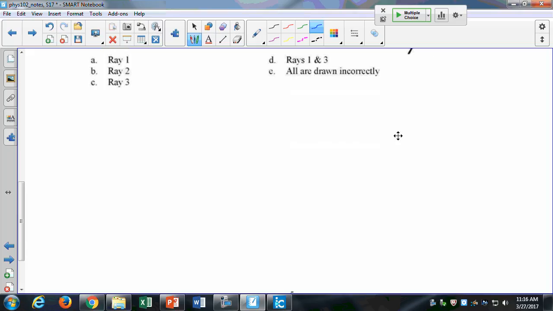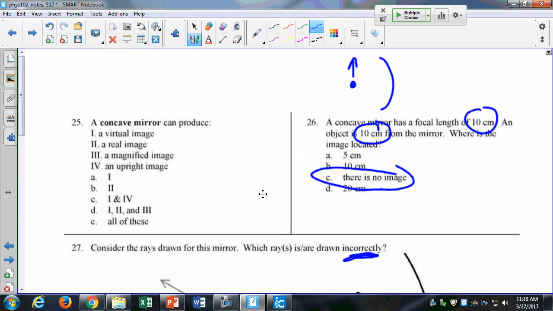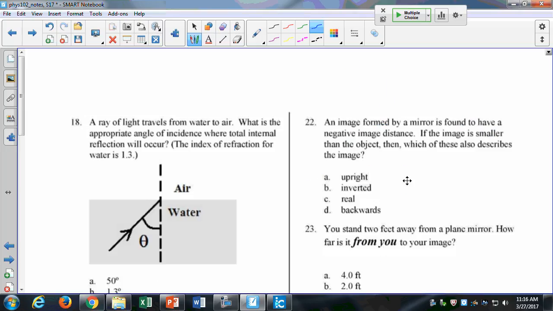Okay, let's try one more. Let me see if I can find one. So the test that's in the back of your workbook is a good indication, at least, of the material that you'll see.